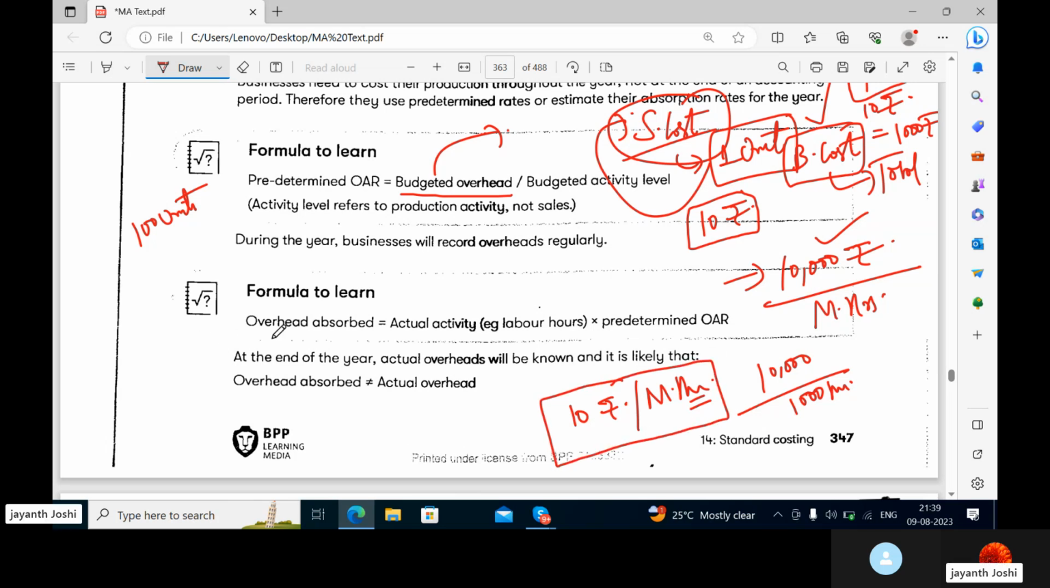Now, if I want to find out overhead absorbed, on actual activity, what will I do? I will take how much? Actual, sir. What is the difference between actual activity and the budgeted activity? See, I estimated that my machine should work for how many hours, Faisal?